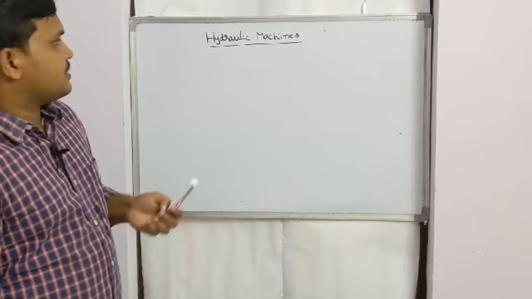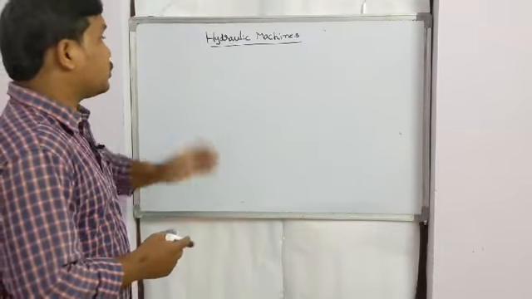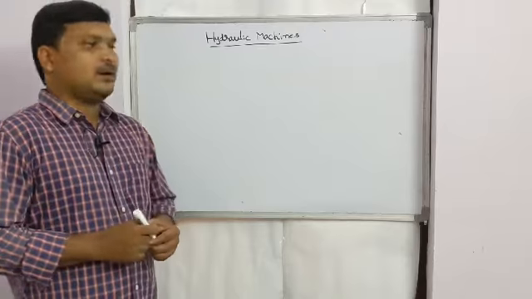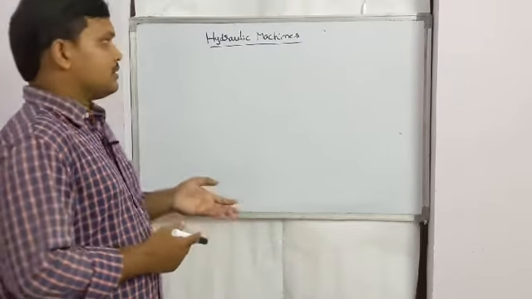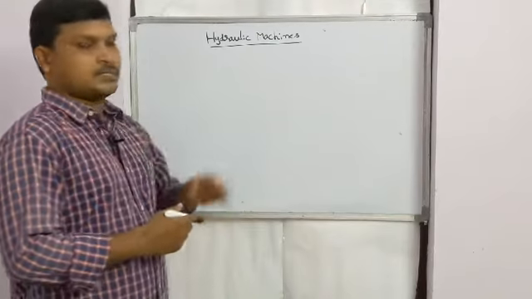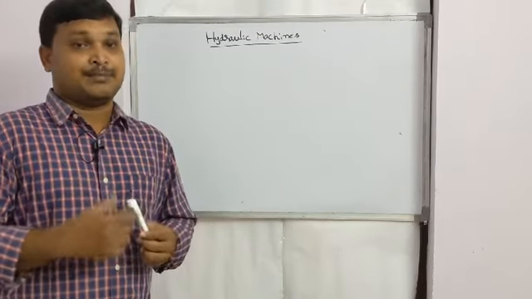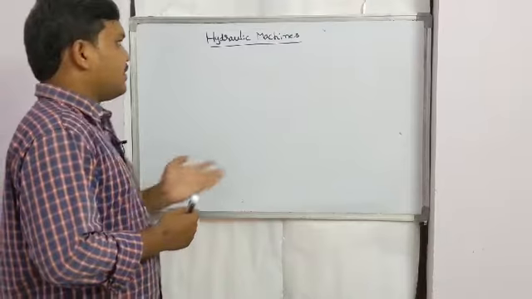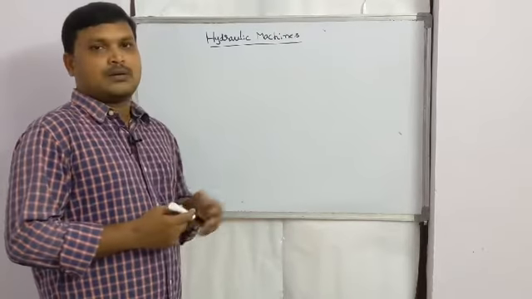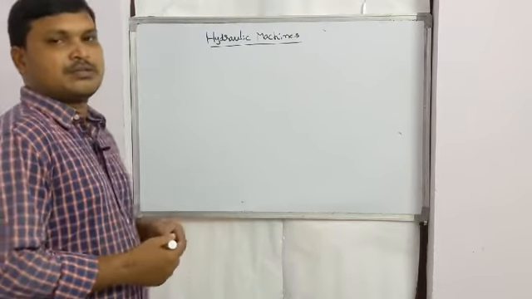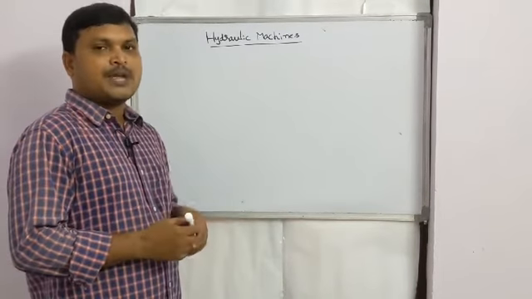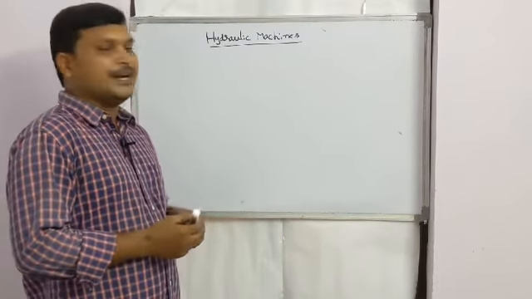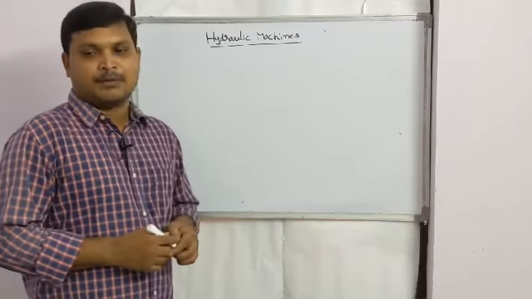Hydraulic machines are generally of two types: those that develop work and those that extract work. Some machines develop positive work, and some machines absorb work. The machine giving work from the system is called a turbine; the machine absorbing energy from the fluid is called a pump.